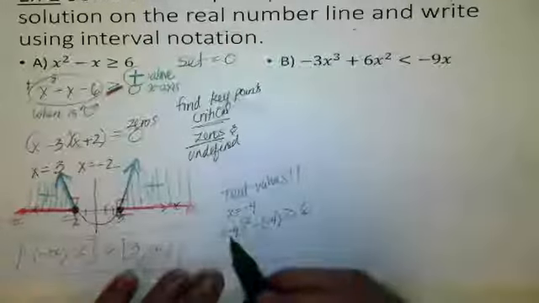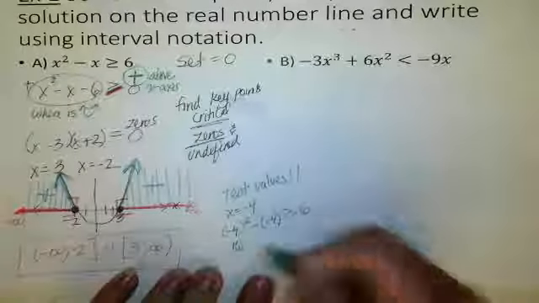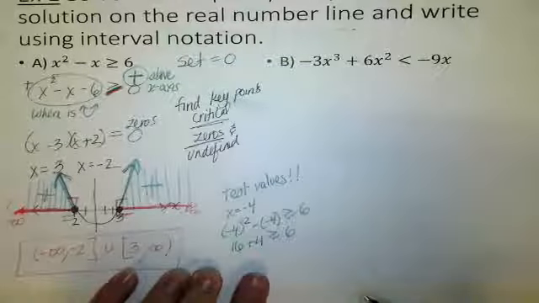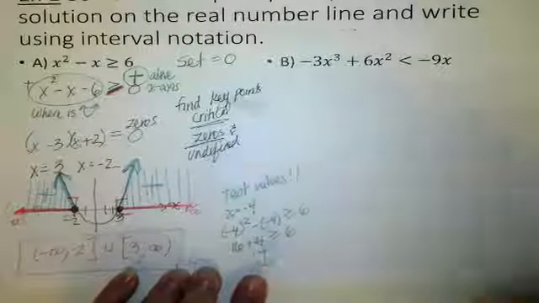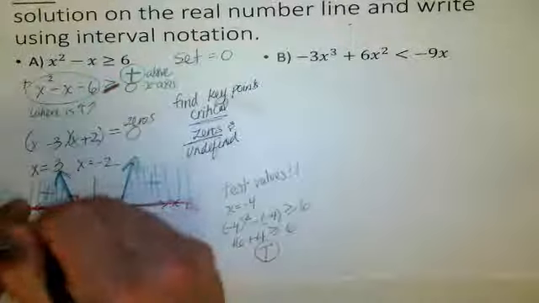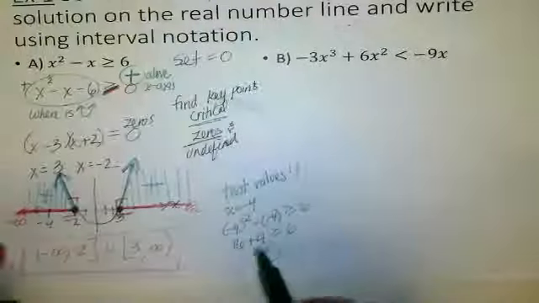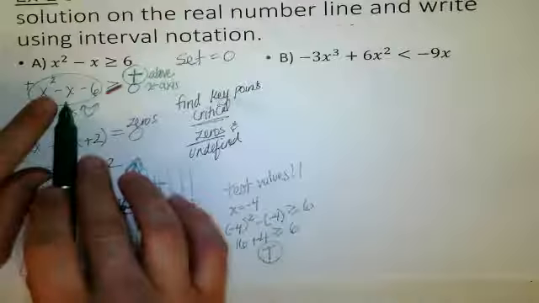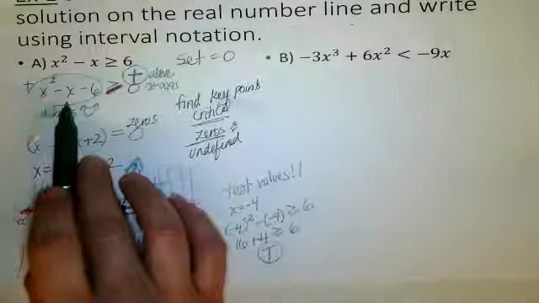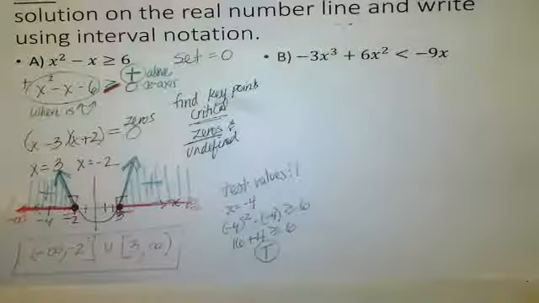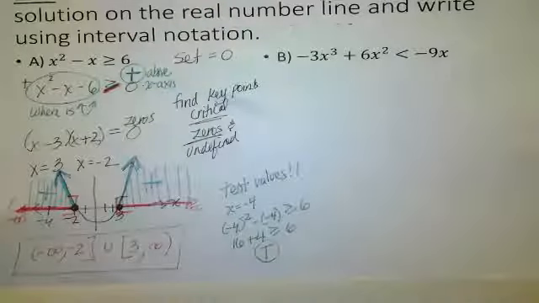Negative 4 quantity squared is 16. Minus a negative 4 becomes plus 4. Is 16 plus 4 greater than or equal to 6? Yes, it absolutely is true. What that means is anywhere in this region, we are going to produce outputs that are greater than 6. If you plugged it in here, you'd get a value greater than or equal to 0. So you can always test points, and that's your first question on your homework: taking it, plugging it in, and seeing if it works or not.